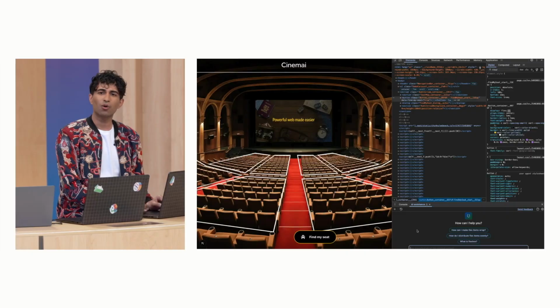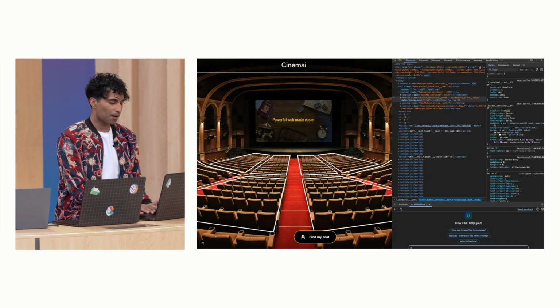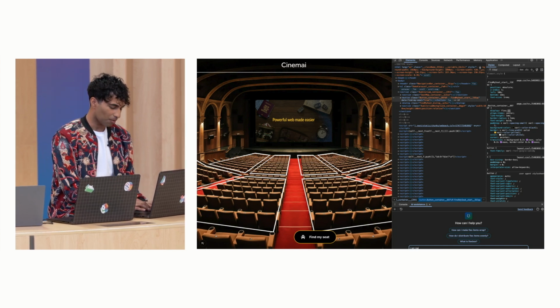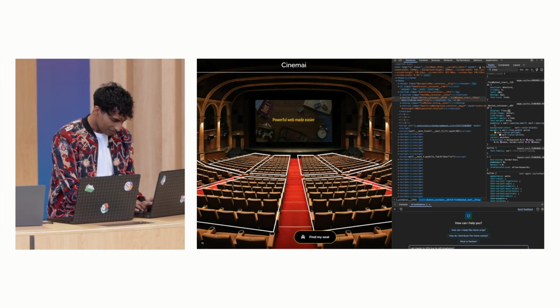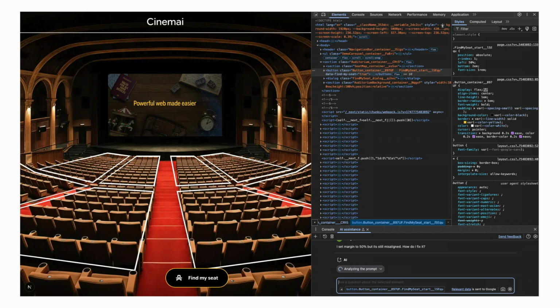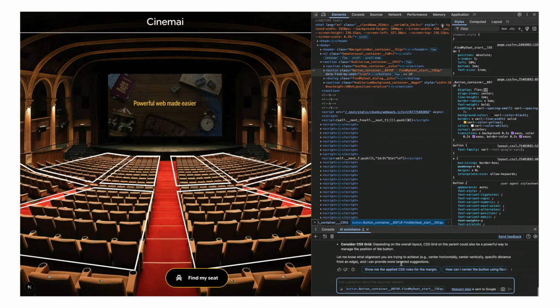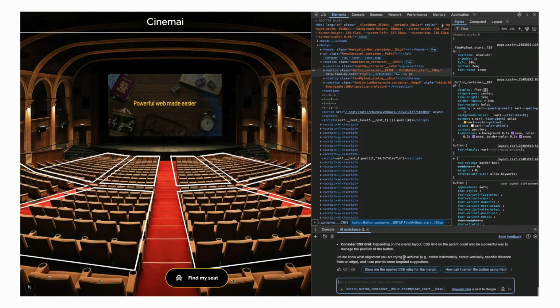What I want to do now is just use natural language. And I want to ask Gemini a question. What I'm going to say is, I set margin to 50%, but it's still misaligned. How do I fix it? So notice that I'm just using natural language. No complex queries. I'm just asking in plain language. And it seems to have come back with a solution in mind. So let's see what it does when it's applied CSS rules for the margin.